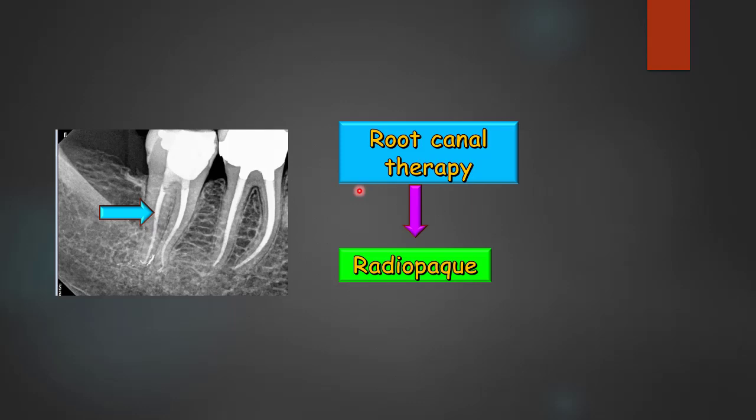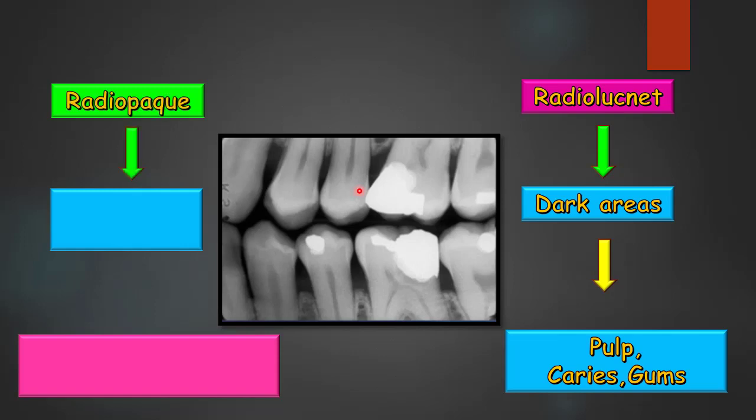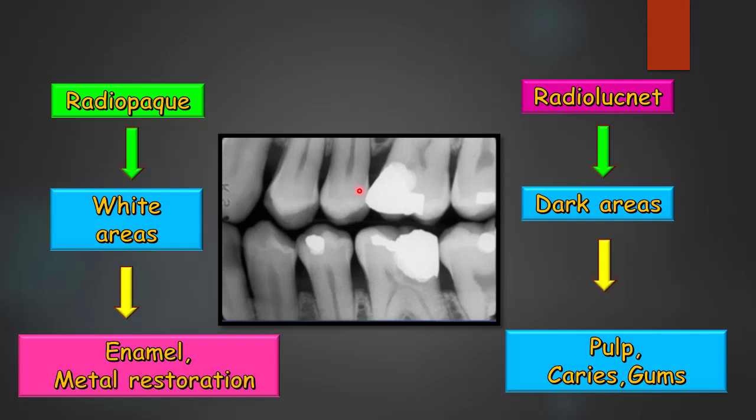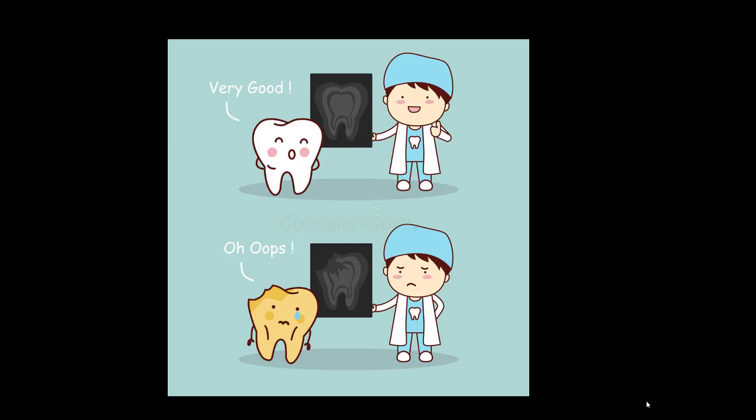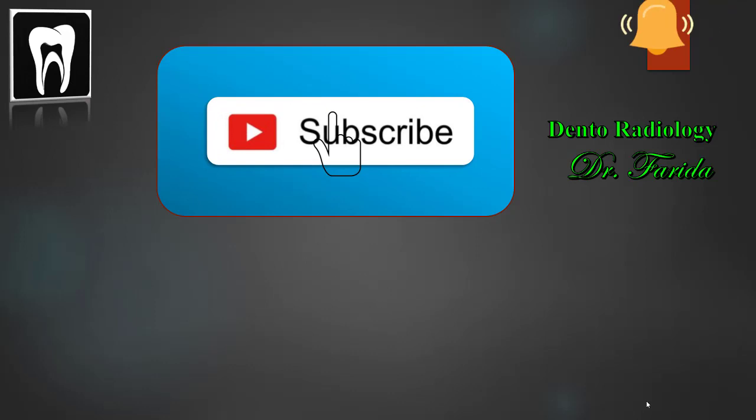So radiolucent means dark areas or dark gray shades like the pulp, caries, and even soft tissue like the gums. Radiopaque means white areas or lighter gray shades like the enamel, metal restorations, or the endodontic therapy inside the pulp. Remember, before taking an x-ray radiography, you need to be checked clinically for any signs of caries, and at the end, always ask your dentist so you will have a professional interpretation of your dental x-ray radiography.